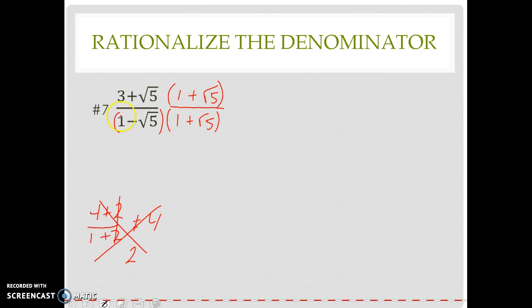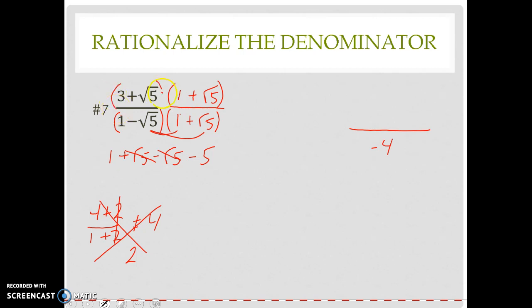If I multiply 1 times 1, I get 1. And then I'm going to get plus radical 5 if I multiply 1 times radical 5. Then negative radical 5 times 1 is negative radical 5. And then negative radical 5 times positive radical 5 is simply just a negative 5. I could say negative radical 25, which is negative 5. Well, these will cancel each other out. 1 minus 5 is negative 4. So I'm going to have a negative 4 in the denominator.